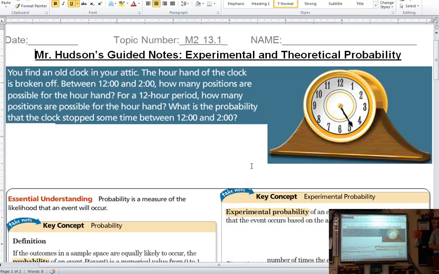But between 12 and 2, how many positions are possible for the hour hand? For a 12-hour period, how many positions are available? And then what's the probability that the hand stopped at some point between the two of them? Actually, we might as well think about this now since your brain's already kind of tuned into it. So, think about a clock, right? Hour hand versus minute hand.